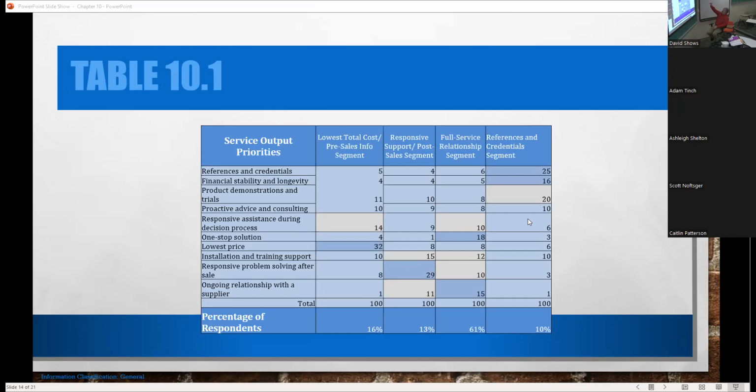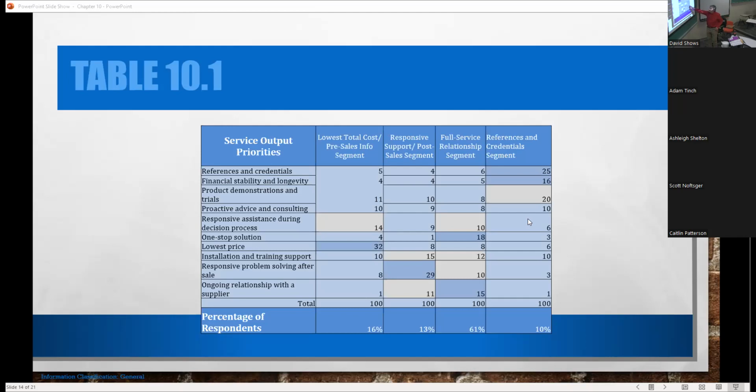So the first group is the lowest total cost pre-sales information segment. Even though lowest price is not a service output, we do have to respect that price is one of those things which we measure. And so in the first group, we see lowest price being important. And then we look at the other things. They want assistance during the decision process, so they want some form of help. They do want proactive consulting at the beginning. They want to see trials and demonstration.